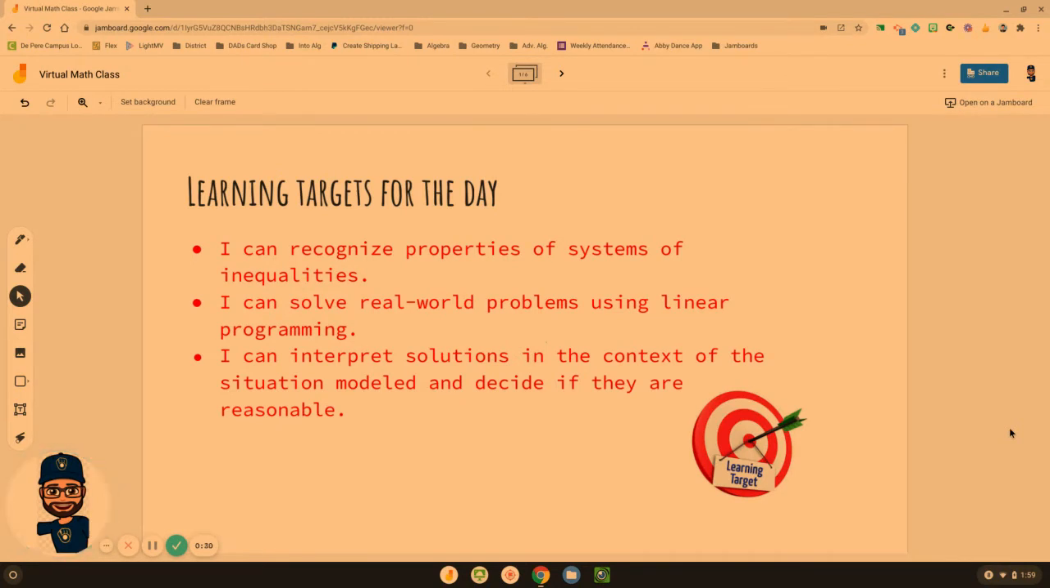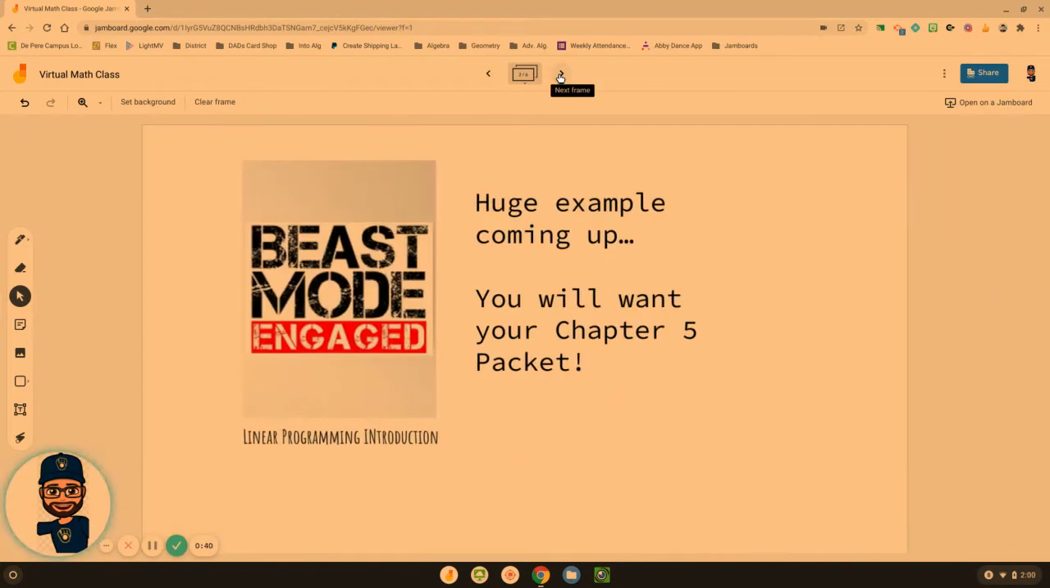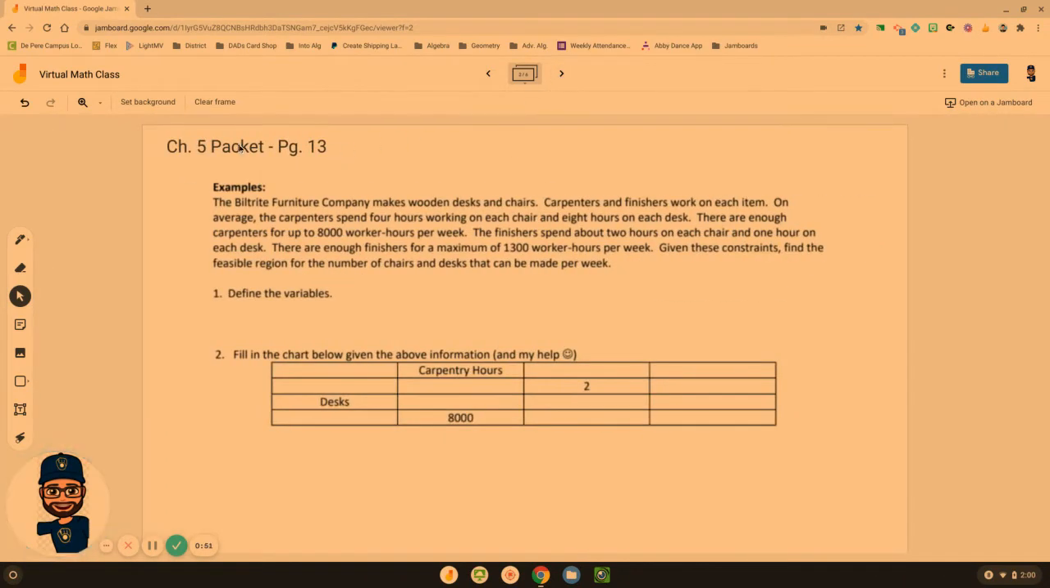Right? So we're taking these story problems. We're going to use a system of inequalities, and a process known as linear programming, to help us understand what's happening. So I'm going to give you a warning. This is a big example out of your packet coming up. It's an introduction to linear programming and what that means. So follow along closely. We are working on page 13 out of your packet.